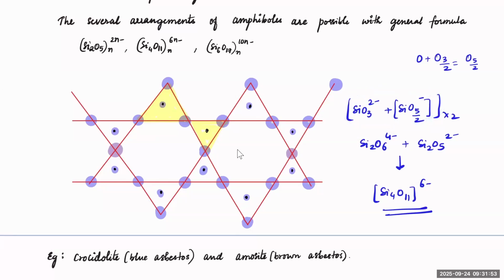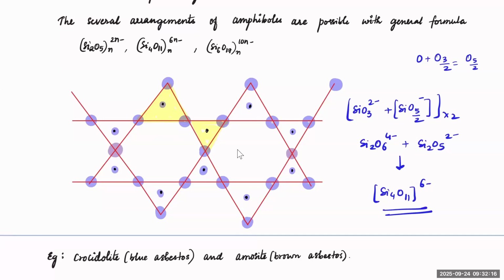To make it more uniform, multiply everything by 2. So what do I get? This will be Si2O6 4 minus and this will be Si2O5 2 minus. Then add all of them and you get Si4O11 6 minus. Done. Makes sense.